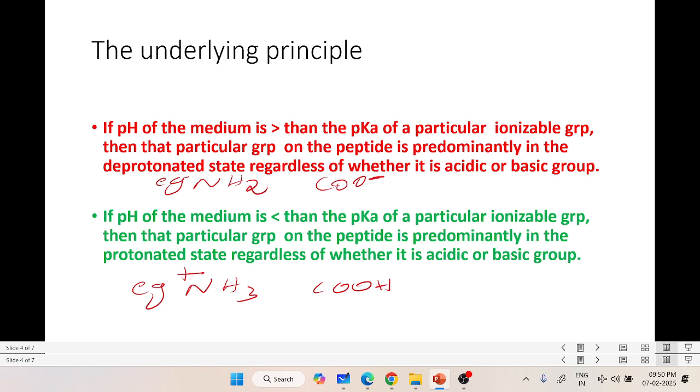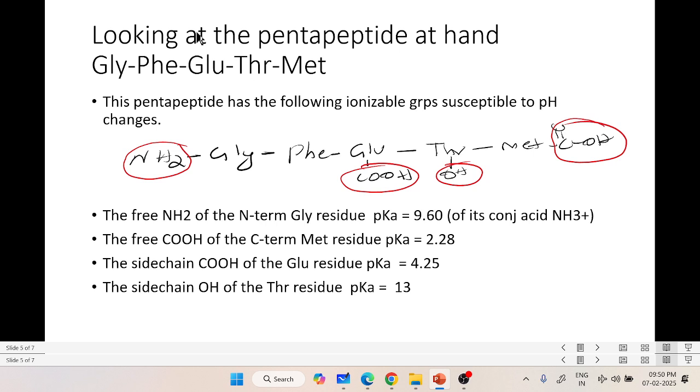Now we will look at the pentapeptide at hand. The pentapeptide that we saw in video number 39 was glycine at the N terminal, followed by phenylalanine, followed by glutamate, followed by threonine, followed by methionine at the C terminal. This pentapeptide has the following ionizable groups susceptible to pH. Of course, the terminal NH2 group that is attached to the glycine, and the terminal carboxyl group that is attached to the methionine.